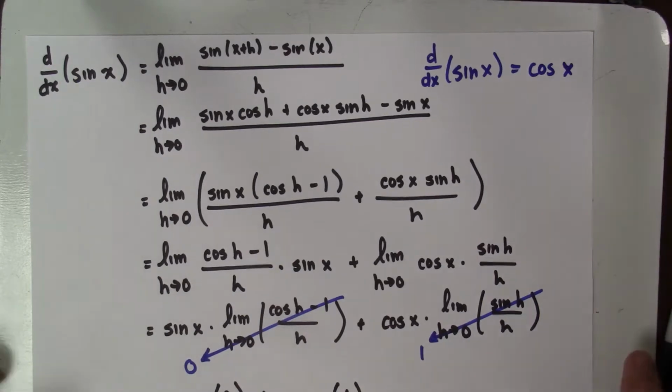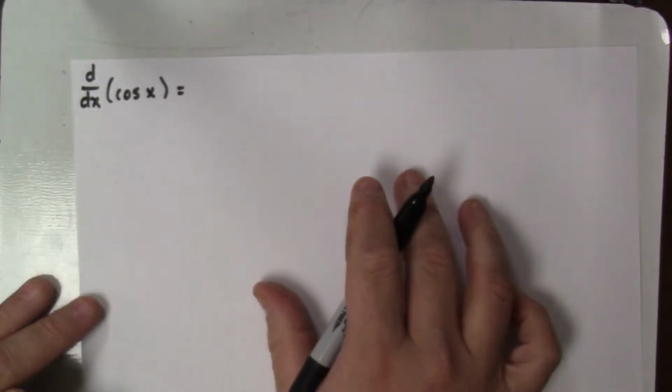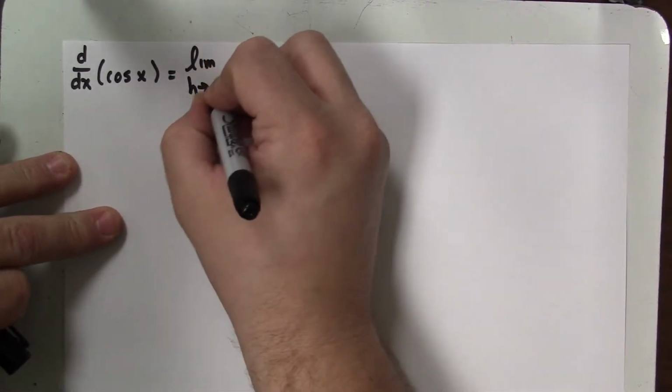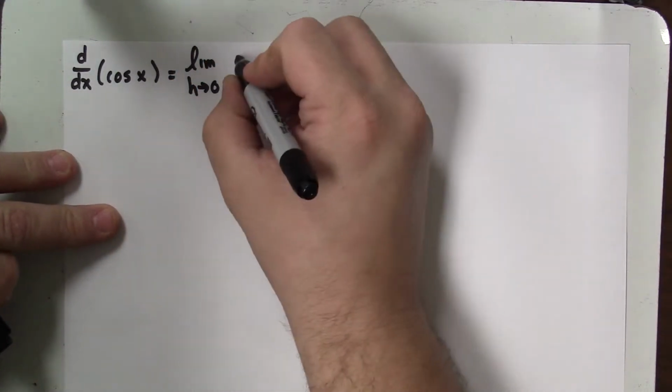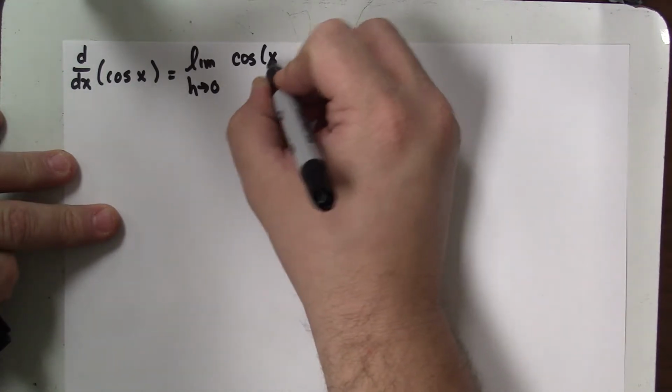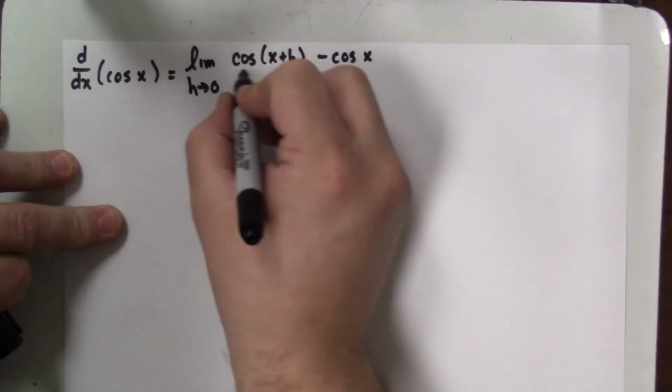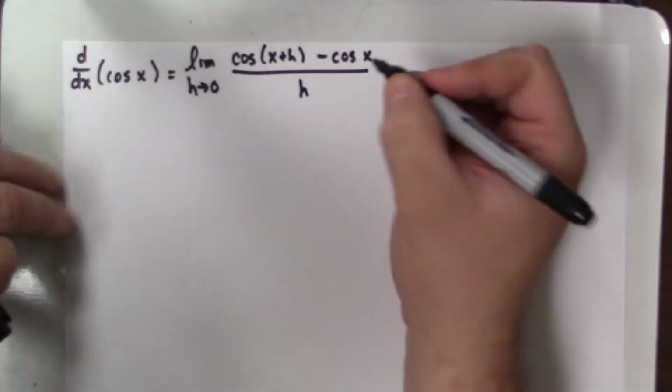So, there's sine. Now we're going to do exactly the same thing with cosine. The derivative with respect to x of cosine is the limit as h goes to 0 of cosine of x plus h minus cosine x over h.